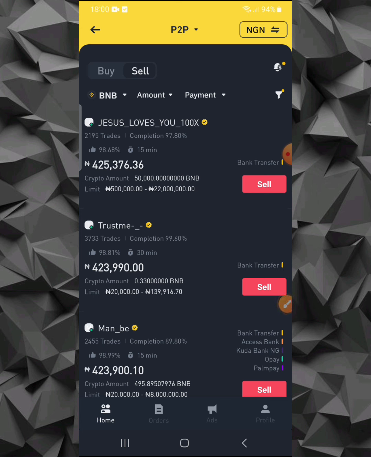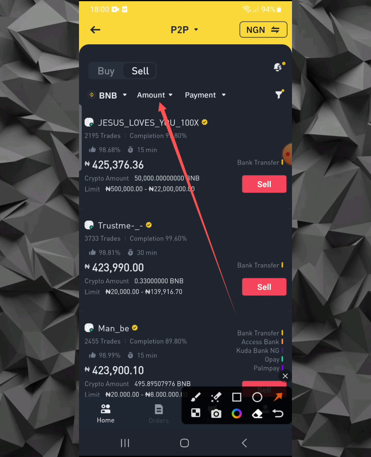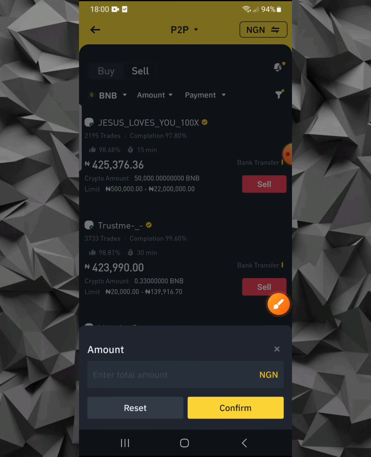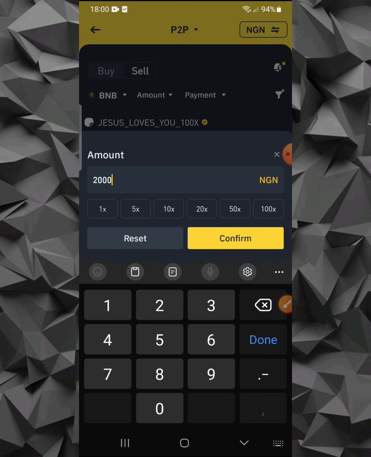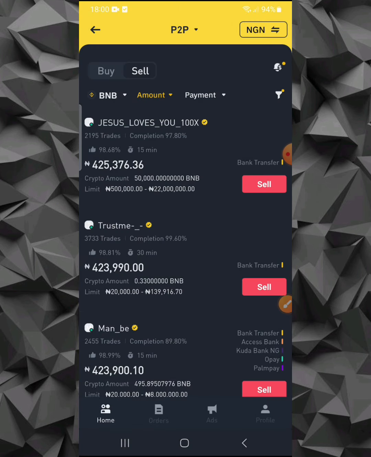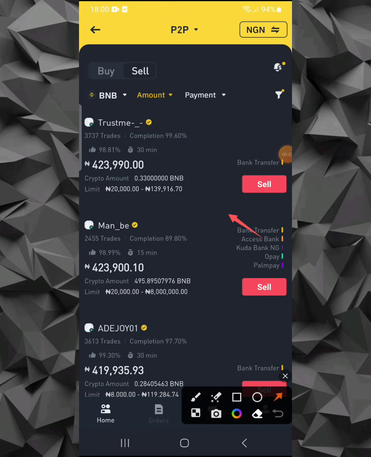So right here, I'm going to be filtering the amount, okay? I'll filter the amount to 20,000 Naira. As I said earlier, divide your capital by 10. So if you're using 200,000 Naira capital, you can fix 20,000 Naira to see the particular price you'll be buying. So I'll click on confirm right now. So you can see the price has already reduced.